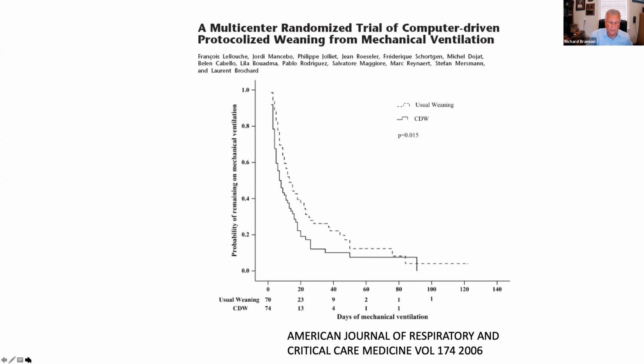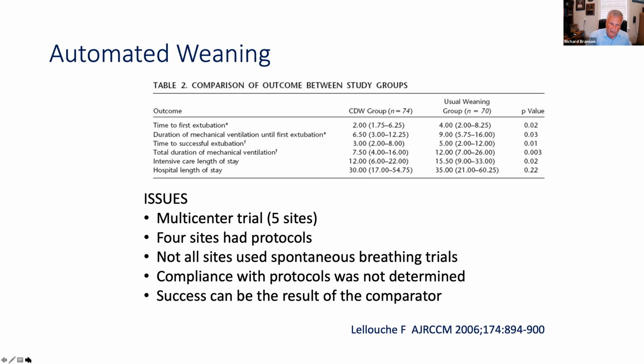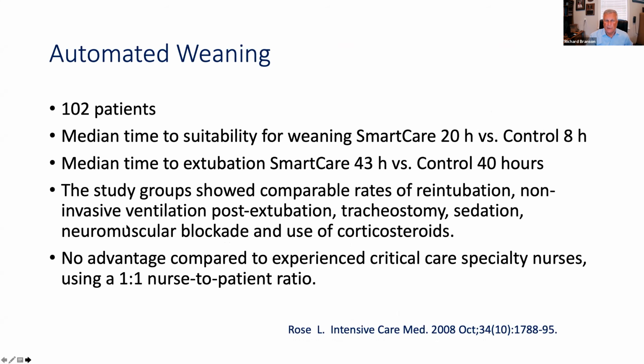The original paper by Francois in the Blue Journal, again, 15 years old now, suggested that the weaning was faster with computer-directed weaning. I've shown this slide a million times. I should probably update it. But even though there were big differences, it was a multi-center trial, and 4 of the sites had protocols, but not every site used the daily spontaneous breathing trial. Nobody looked at the compliance with the protocols in the different places. So what seems to be a fairly large success here might have been the result of what they compared it against.